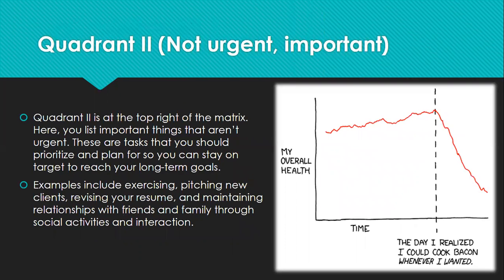In quadrant two, we have not urgent but important things. For example, in this picture, you see the graph of a person and his overall health. And this is the dot where he understood that he may eat bacon whenever he wanted, and his health started declining very fast. So why is this picture here? Just because taking care of your health is one of the things which are not urgent but important.